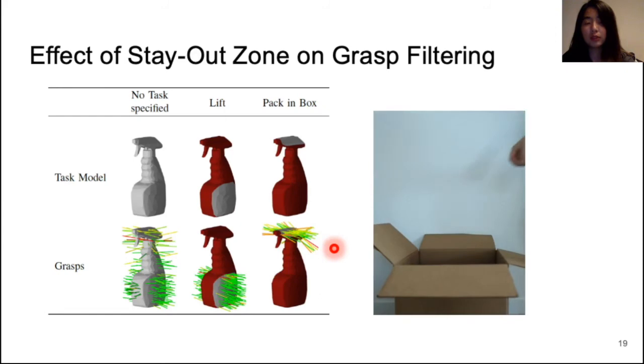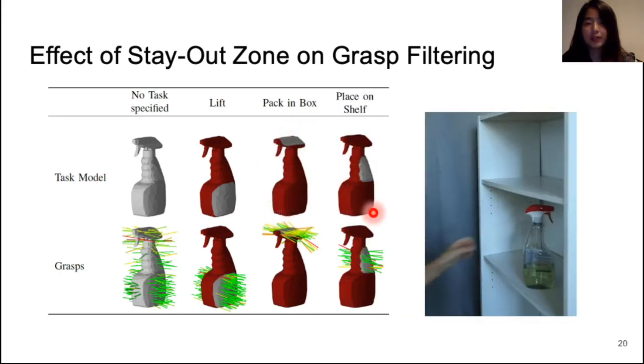To pack the bottle into a box, we mark the stay-out zones on areas that will be in the box. This results in grasps at the top of the bottle. To place the spray bottle on a shelf, we mask out areas except the region on the neck of the bottle, since we want to avoid collisions between the gripper and the shelf.